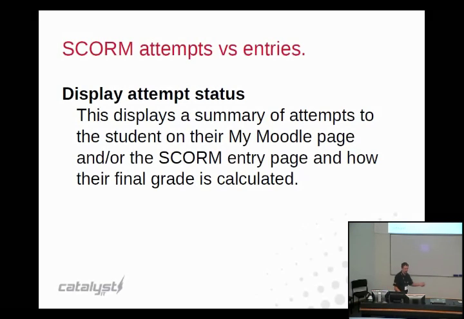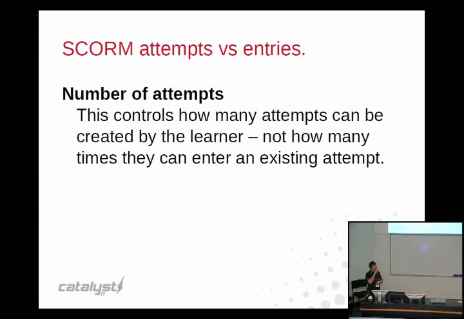They might think, well, I entered it 5 times and I got 100% the first time and 20% the second time and 30% the second time, but it's only created 1 attempt. So that can be quite confusing. So display attempt status just allows them to show that extra information. Number of attempts. This controls how many attempts can be created, not how many times they can enter. So if you want to let them create 10 attempts to have 10 entries in the grading page for SCORM, then you can set it to 10 or 1 or unlimited.